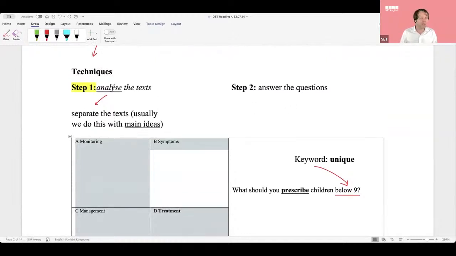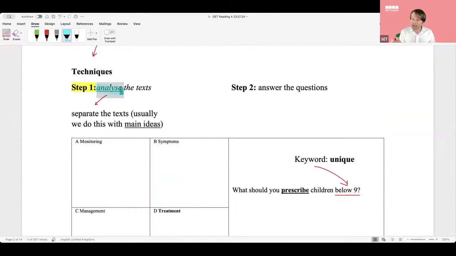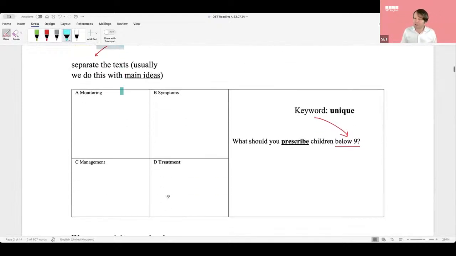Because we analyze, because of this, very often we know which text, or maybe two texts. You should not be reading 4 texts very often. Do not read 4 texts. So I'm thinking prescribe, treatment. I've got my keyword 9. I find 9 in the text. Here it is, here's 9.